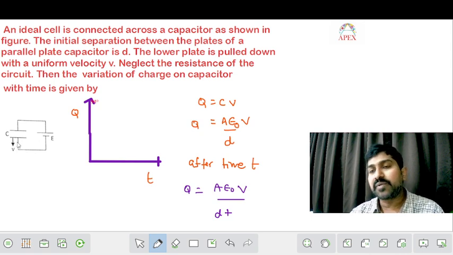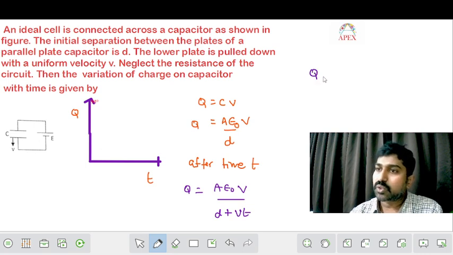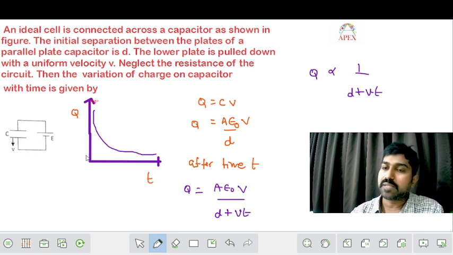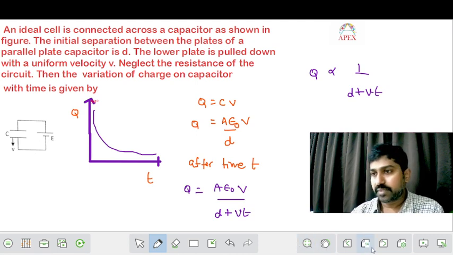Since the plate is moving with uniform velocity, what is the formula for distance? Speed into time only. So it will be V into t. That means simply you can write here Q is inversely proportional to 1 by D plus Vt for this particular function. And they are asking here to draw the graph between charge and time only. Inversely proportional, so you can just draw the graph like this. Of course, charge will never become 0. Charge will not directly become 0. It will follow the relation like this. Okay? Now, next question.